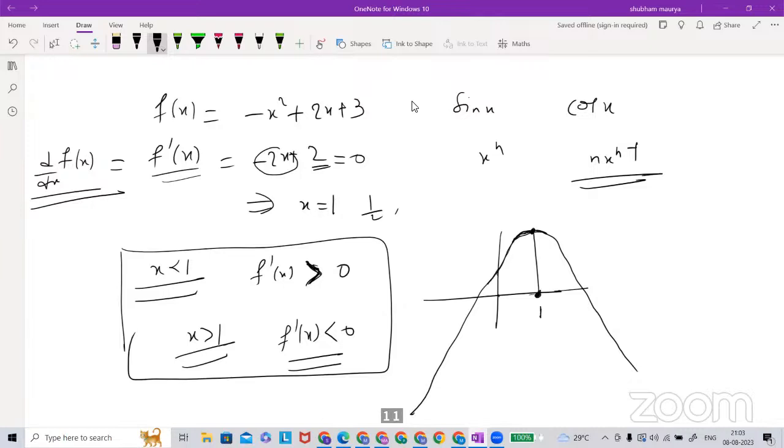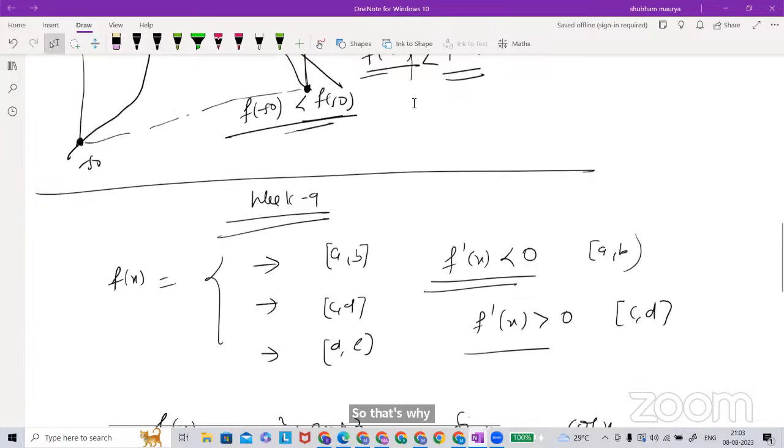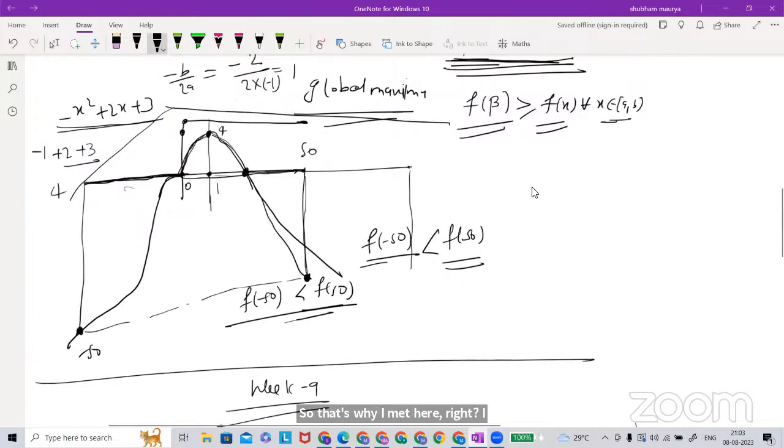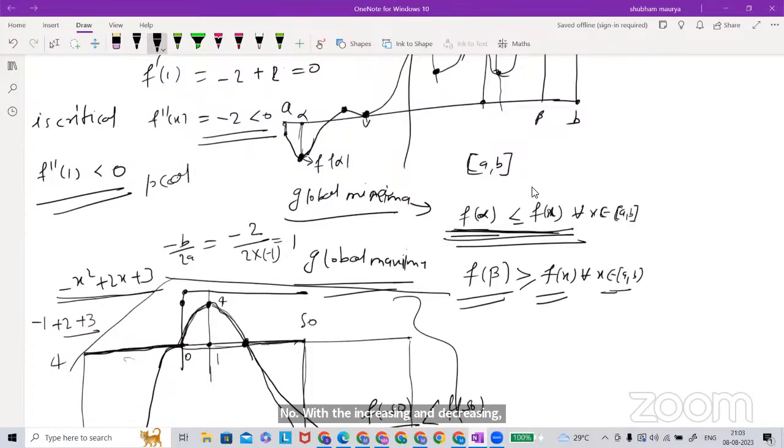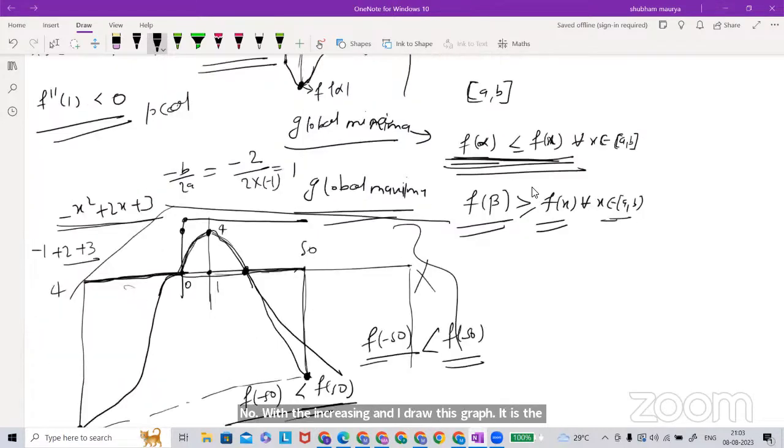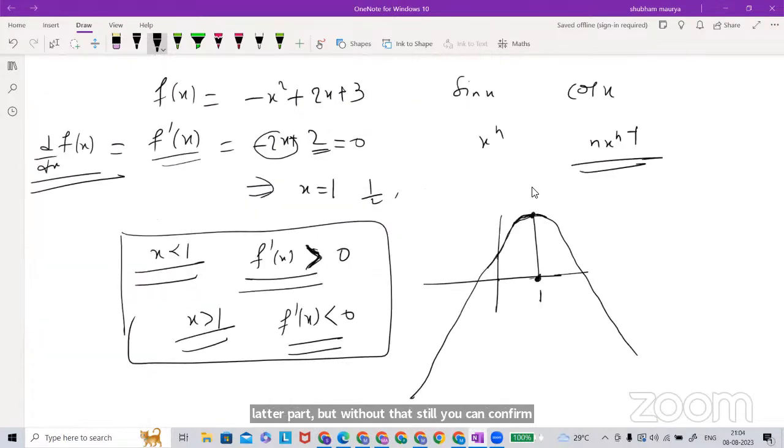So that's why I made this, right? I just drew this graph, but I concluded it with the increasing and decreasing. I drew this graph as the latter part, but without that you can still confirm using this, no? Because f prime gives the increasing and decreasing. So using the critical point, you can conclude where the function is going to be increasing and decreasing.